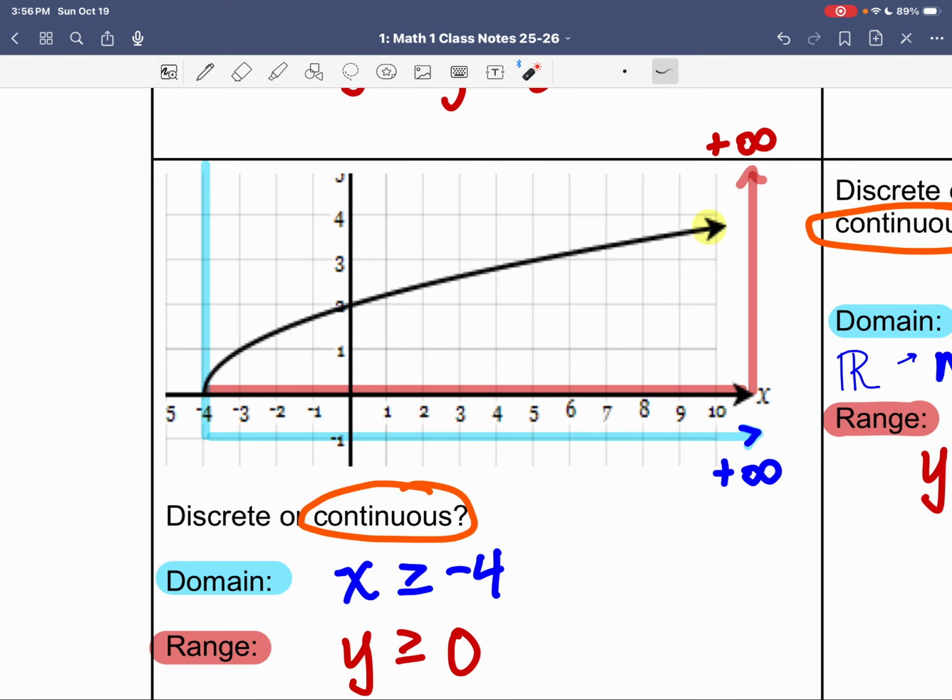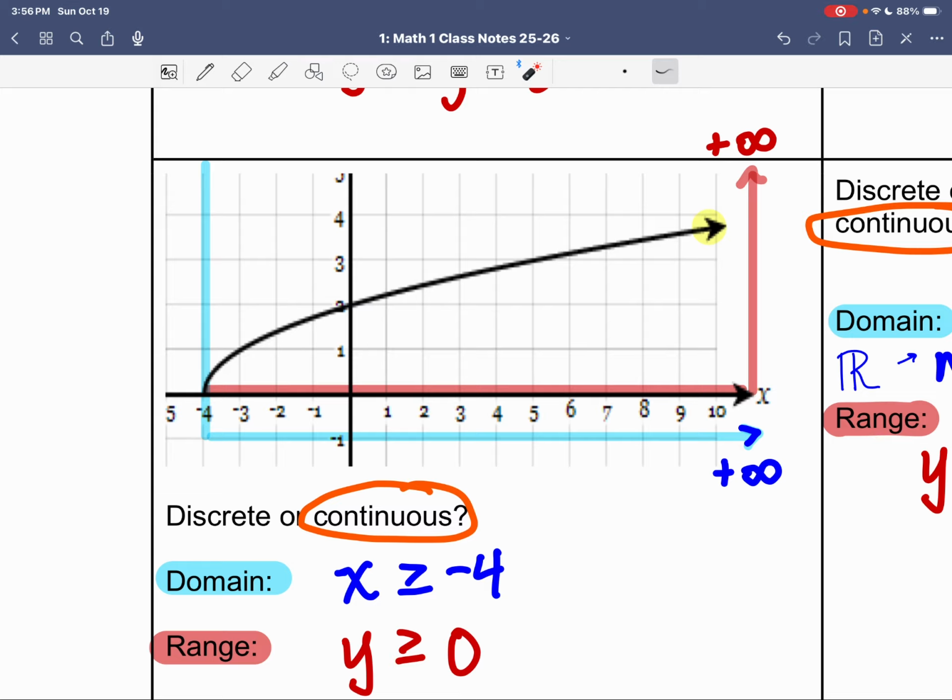So how we would write this one, so it is continuous because it counts all the little points in between. For your domain, you're going to say it's going to be all the numbers from -4 all the way to positive infinity. So x is greater than or equal to -4, and it does end at this point. That's why we have that underneath the inequality.